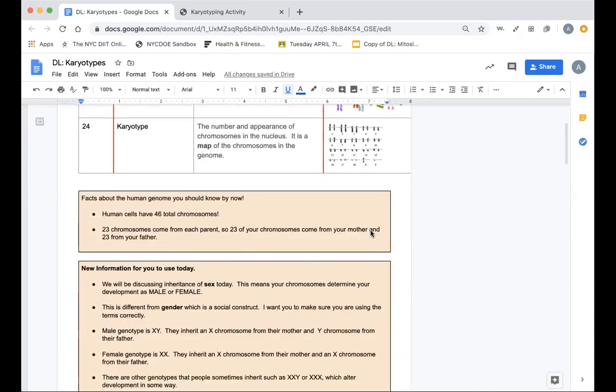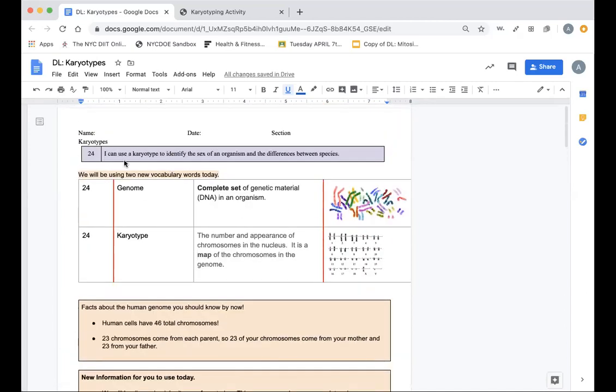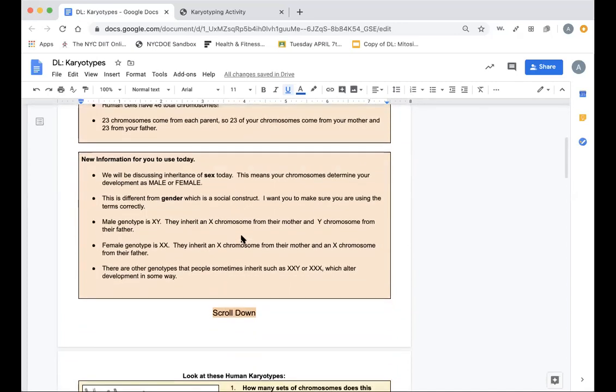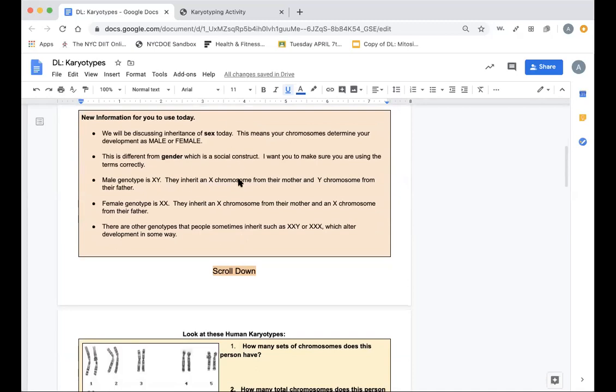So the other part of this learning target is I can use a karyotype to identify the sex of an organism and the difference between species. So right here, you'll see that humans and most organisms inherit sex through two chromosomes called the X and the Y chromosome. Males will have an X and a Y chromosome. They inherit an X from their mother and a Y from their father. Whereas females inherit two X chromosomes, one from each parent.